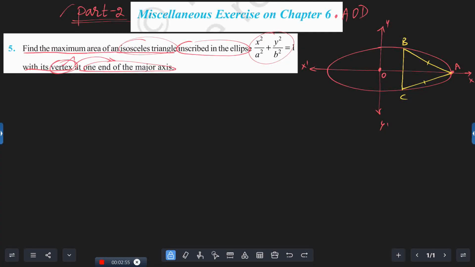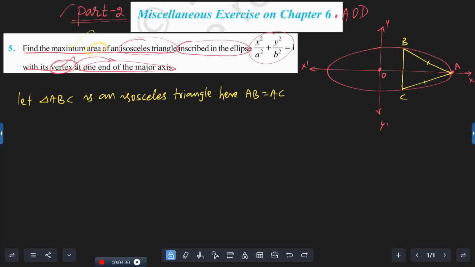What do you have to differentiate now? Maximum area of the isosceles triangle. So the area of the isosceles triangle you have to differentiate. First, let ABC be an isosceles triangle. Here, children, listen: AB equal to AC and BC as the base.